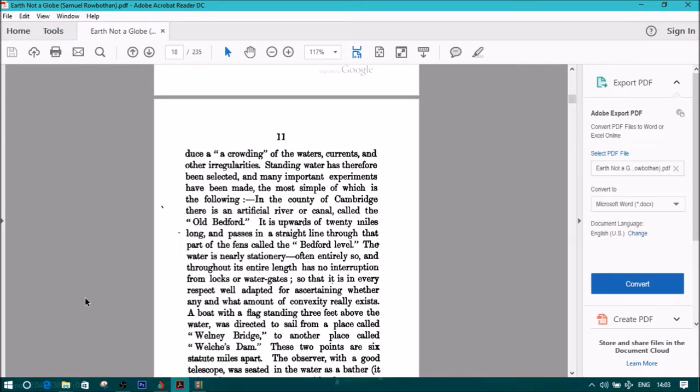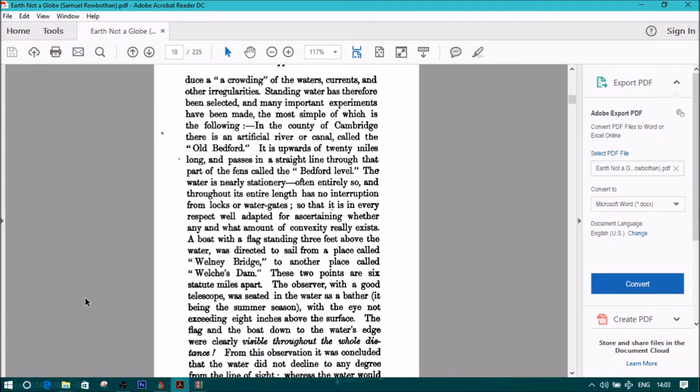Standing water has therefore been selected, and many important experiments have been made, the most simple of which is the following. In the county of Cambridge, there is an artificial river or canal called the Old Bedford. It is upwards of 20 miles long and passes in a straight line through that part of the fens called the Bedford Level. The water is nearly stationary, often entirely so, and throughout its entire length has no interruption from locks or water gates, so that it is, in every respect, well adapted for ascertaining whether any and what amount of convexity really exists.